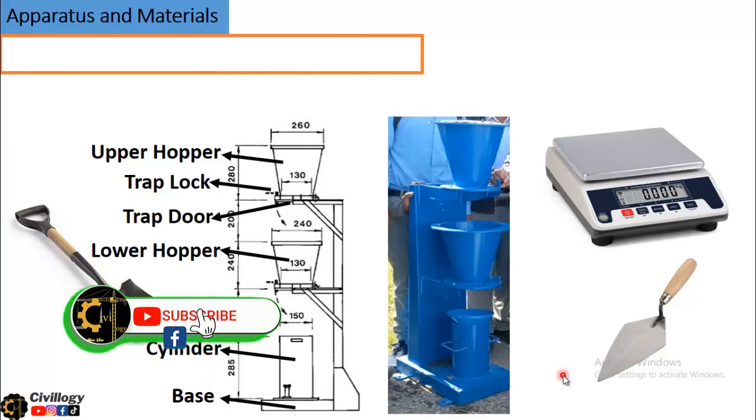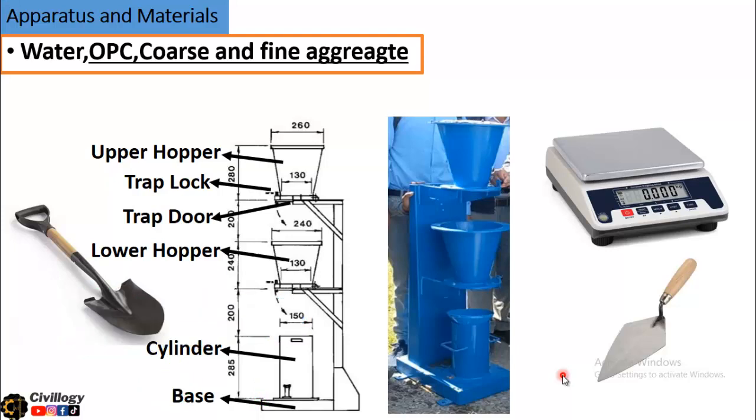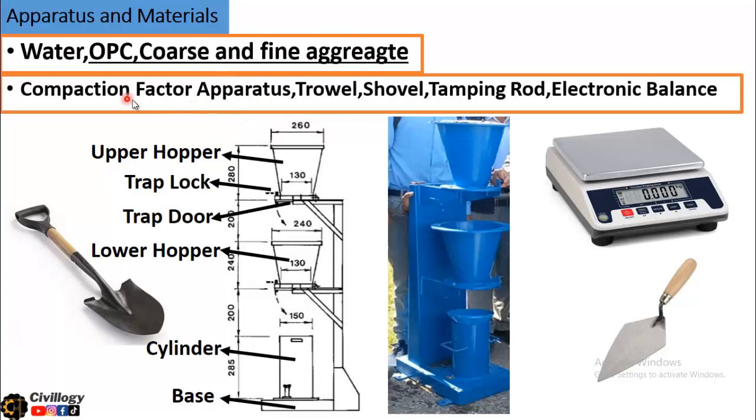If we talk about the material and apparatus required for this test, first of all, obviously we have to prepare a concrete mix. For this we will need water, ordinary Portland cement, and coarse and fine aggregates. The apparatus will be the compaction factor apparatus, trowel, shovel, tamping rod and an electronic or physical balance.